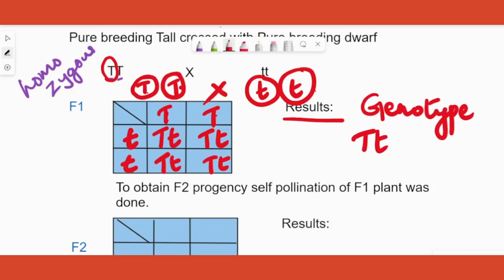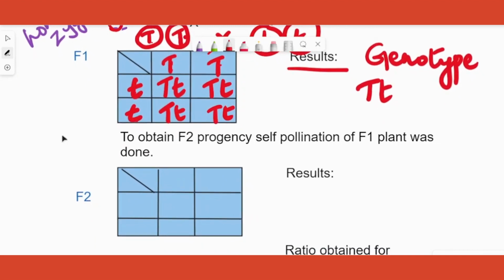What is capital T and small t? This refers to tall. What kind of tall is it? It's heterozygous tall. This concept we have already covered, that's why I'm not discussing it again. Alright. Now, he got all tall. So he expected that in the next generation, everything should be tall, isn't it? Because he knew that the first generation were all tall. So, in the second generation, how will any dwarfs come? He thought that, and he made the F2 progeny.